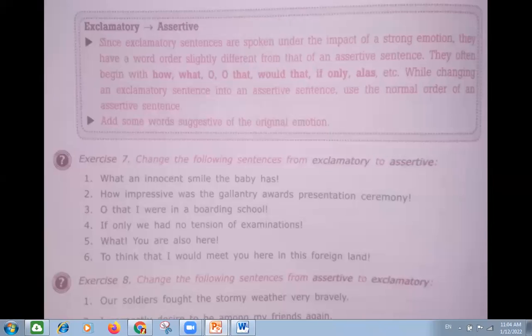Absolutely correct, Sachi. Repeat once again so that everyone can note down. Listen carefully, everyone. The Gallantry Awards presentation ceremony was very impressive. Very good. Absolutely correct, everyone. Bravo, Sachi. Lower down your hands, everyone. So let's go to the next exercise.